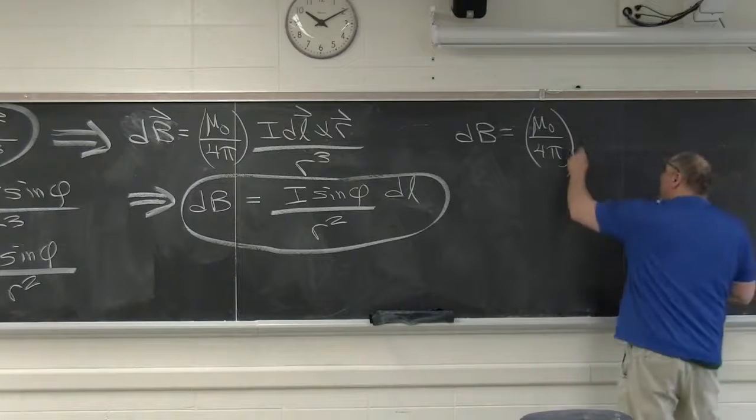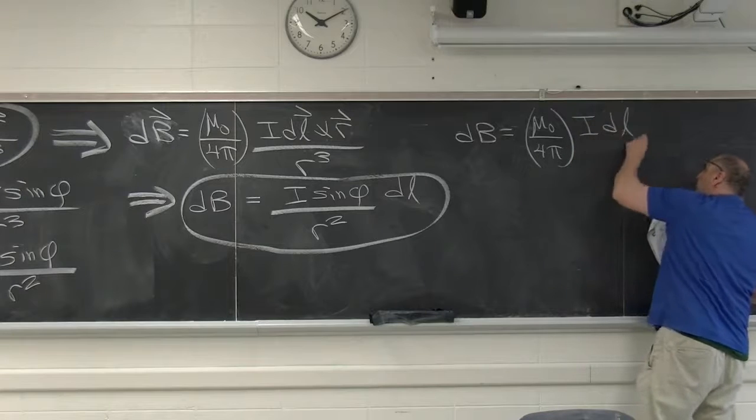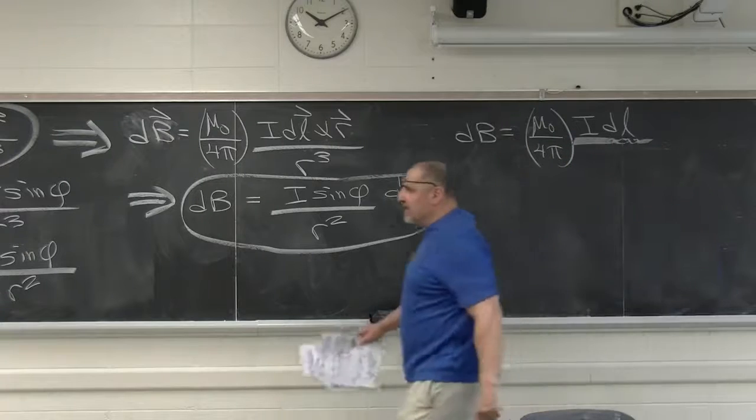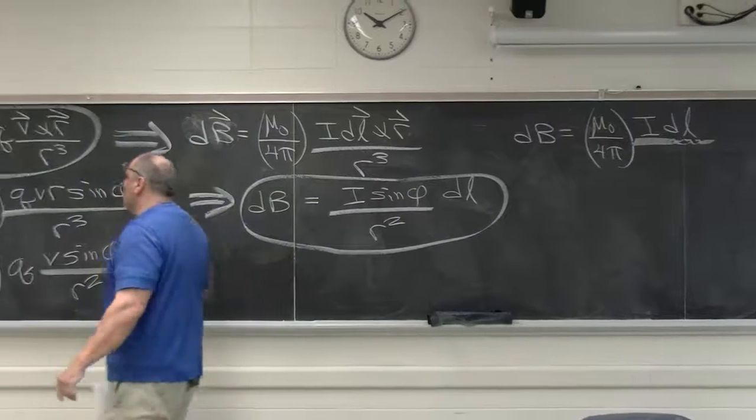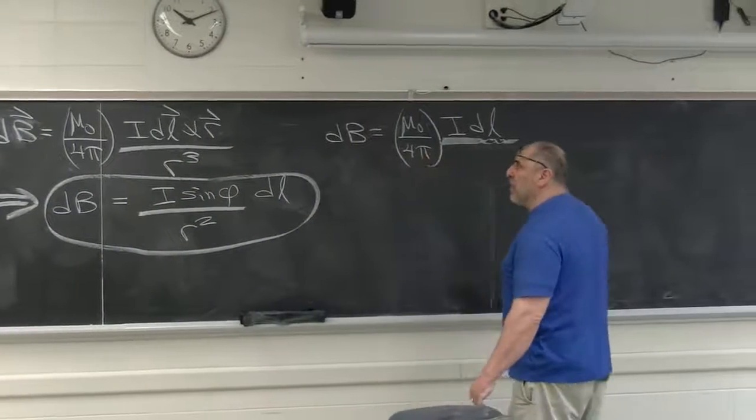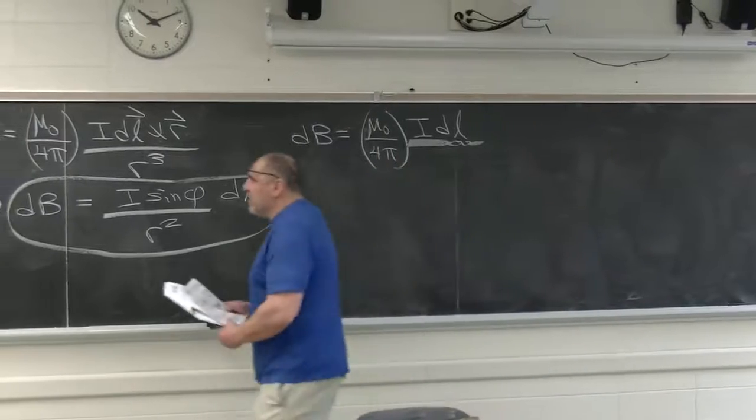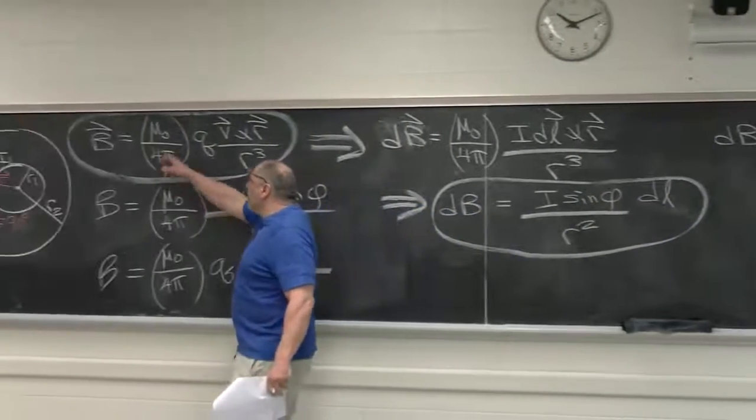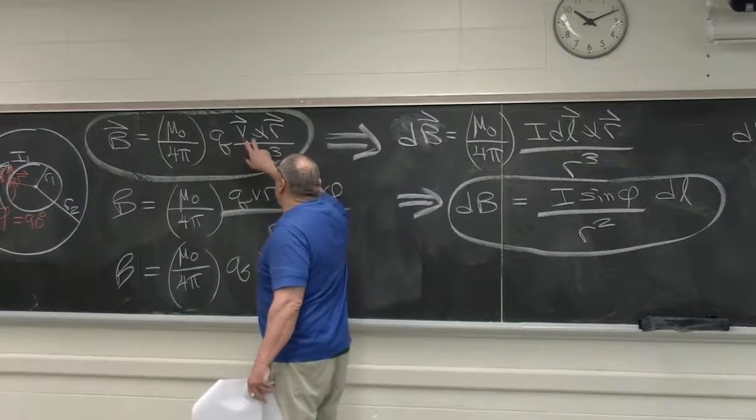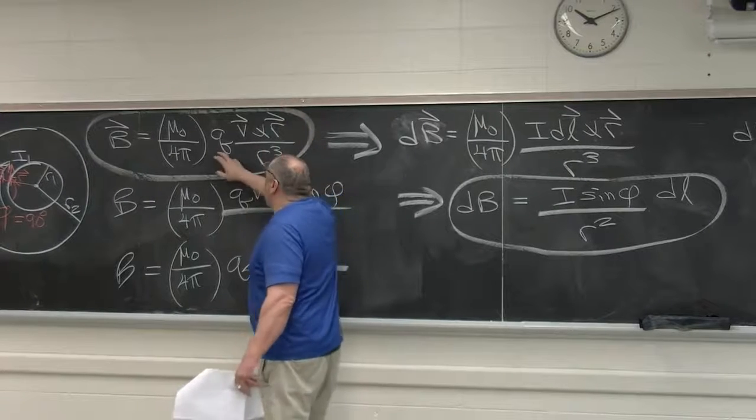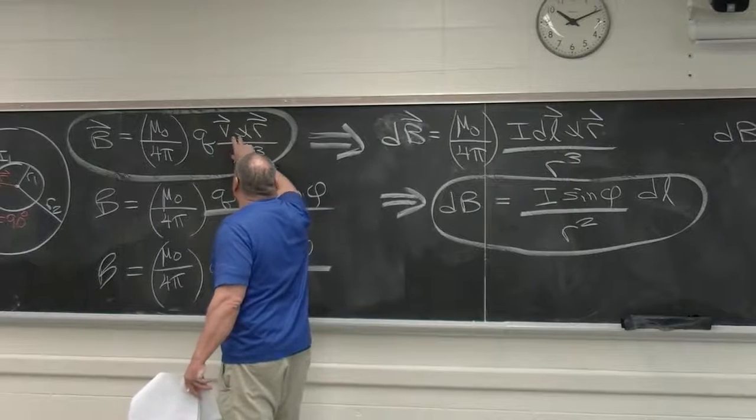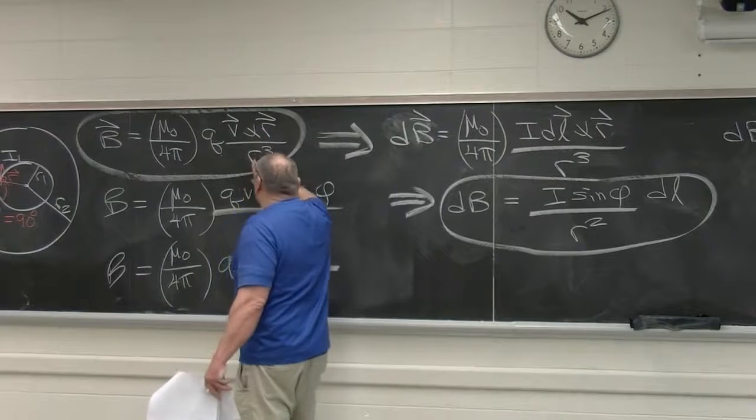mu 0 over 4 pi I dl. And again, this Biot-Savart's law is incredibly important, empirically derived, I was told, through hundreds and hundreds of experiments. They were able to derive, through empirical means, what Biot-Savart's law is, as we said: B vector equals mu 0 over 4 pi q v vector cross r vector over r cubed.